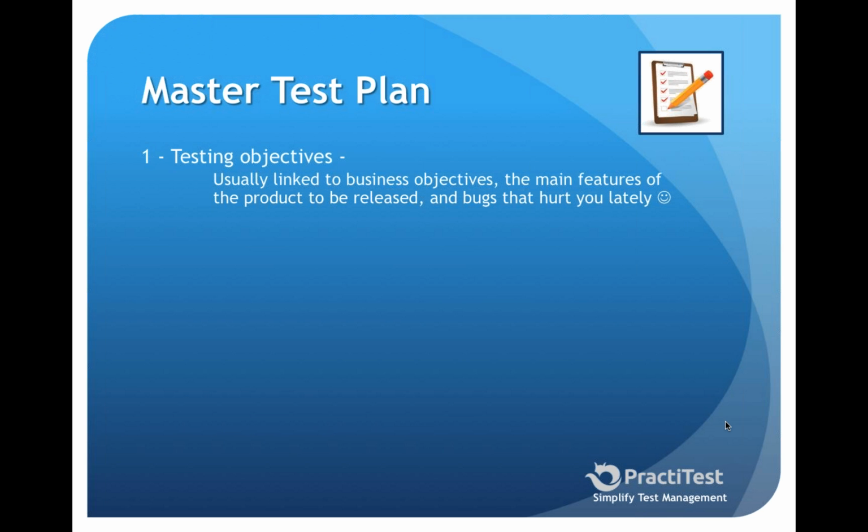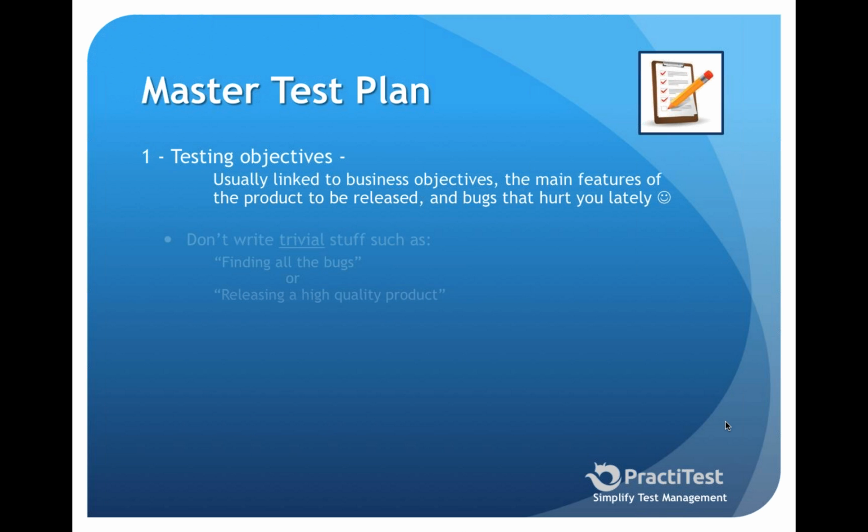My first section in the MTP is always what I call my testing objectives. To define them, I always look at the business objective of the project I'm working on, and I want to make sure that my testing objectives are aligned with that. Obviously, it's going to be related to the features we're going to be testing, but it might also be linked to something less businessy, like the stuff that hurt us lately. If we had some bugs that we need to correct for this version, even though it's not part of the business, I want it to appear here.